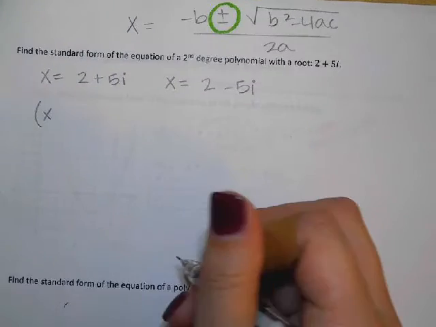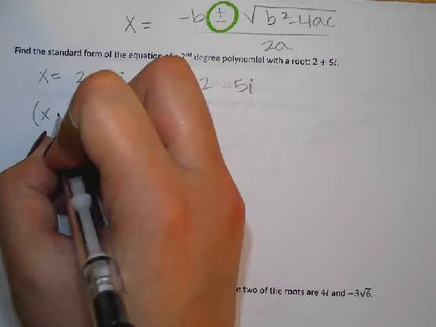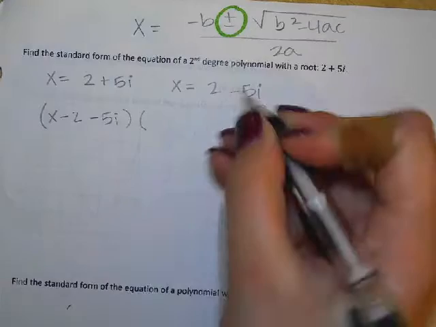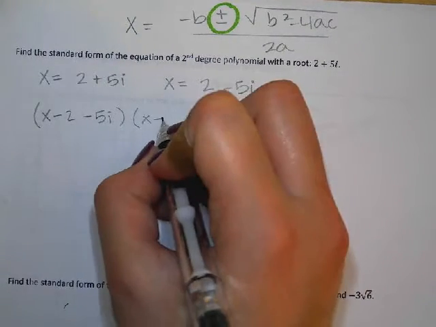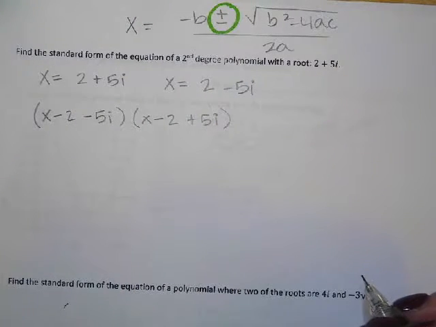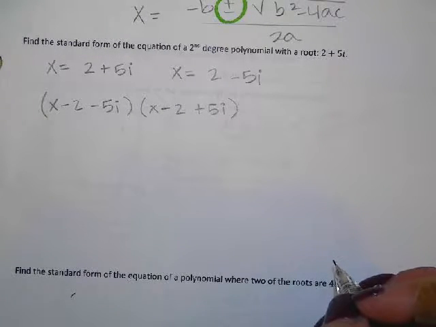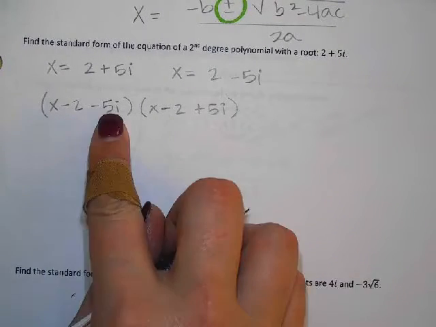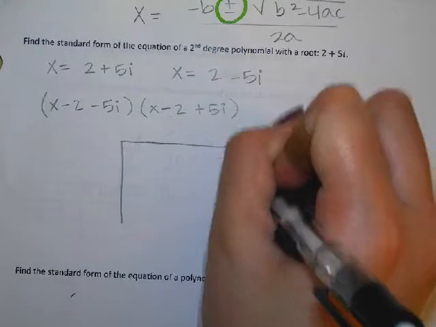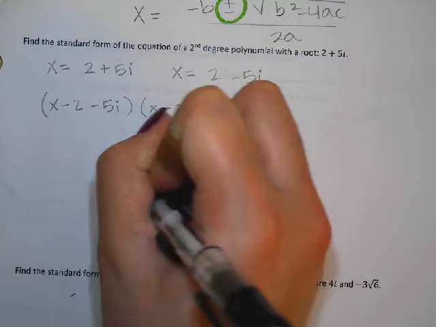So if I put this in parentheses, I still have to do the opposite sign. So for the first one, I have x minus 2 minus 5i. And for the other one, I have x minus 2 plus 5i. Does that make sense? Okay. So we have 3 pieces multiplied by 3 pieces. So I'm going to go ahead and use a box. If you want to foil, you can foil.